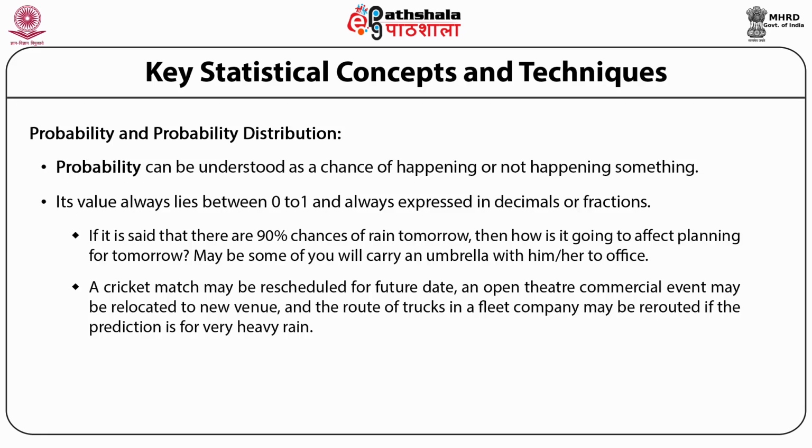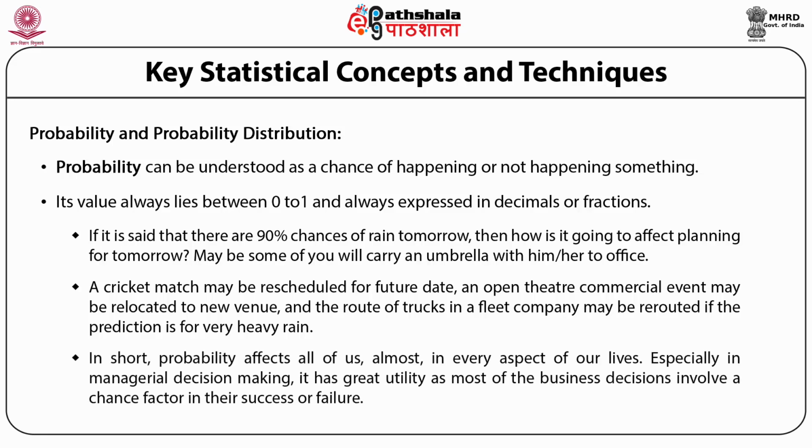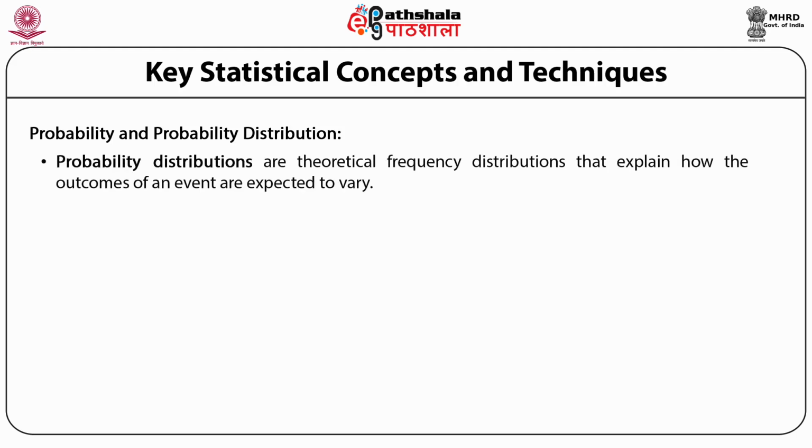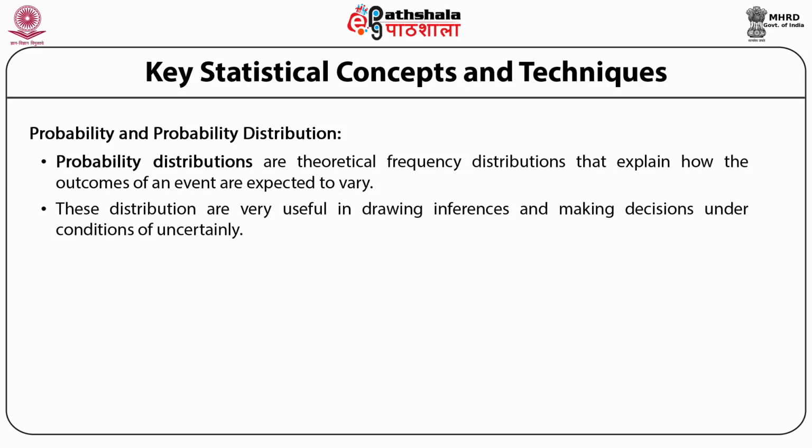In a nutshell, probability affects all of us and almost every aspect of our lives, especially in managerial decision making. It has a great utility as most of the business decisions involve a chance factor in their success or failure. Now, probability distribution. These are theoretical frequency distributions that explain how the outcomes of an event are expected to vary. These distributions are very useful in drawing inferences or making decisions under conditions of uncertainty or risk.